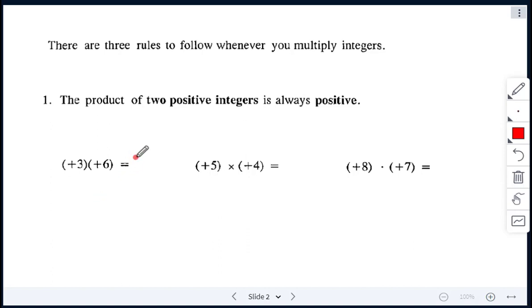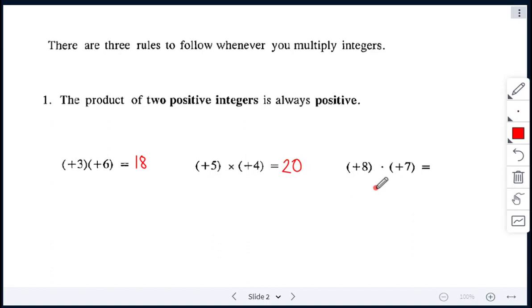That's correct. And I'm just going to put 18, but it is a positive, and we know that if there's no sign in front of the 18, we know it's positive. And notice this one was brackets next to brackets. There's no operation in between the brackets, so we know that's multiplication. Here we have the X symbol, which we know is multiplication. So positive 5 times positive 4, which will be positive 20. And I'm just going to write 20, but we know it's positive.